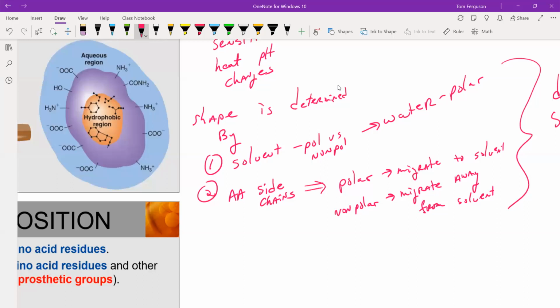If you change the pH of the solvent, that interaction changes again. If you make the solvent basic, then the acidic parts of the side chains will be attracted more to the solvent. If you make it acidic, then the basic part of the side chains will be attracted. So the opposites attract.